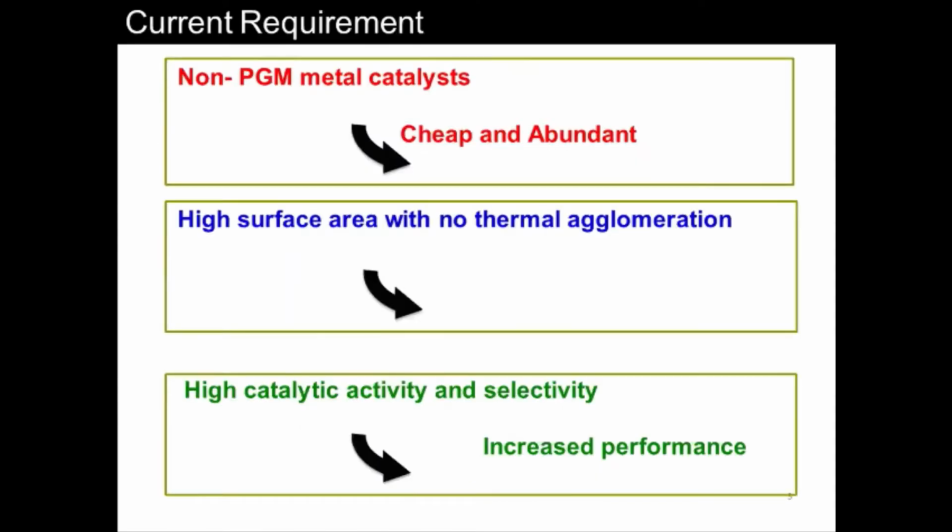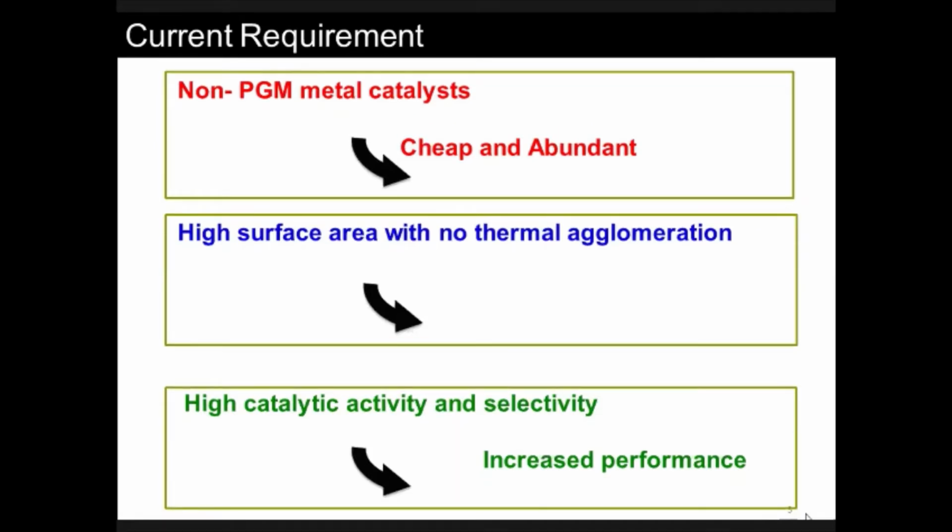Okay. So these non-platinum group metals, they are non-PGM catalysts because they are very cheap and abundant, and they have very high surface area with no thermal agglomeration.